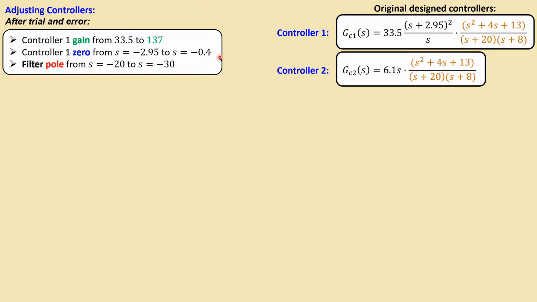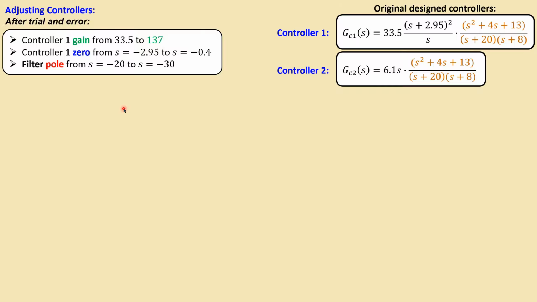So the zero location was very hard to find a suitable zero. So I tried a larger and a smaller zero and then tuned back again. The gain was really time consuming. In this case, I found that this was okay, but then I also had a problem with the location of one of the filter poles, which was at minus 20. I have also placed it at minus 30.